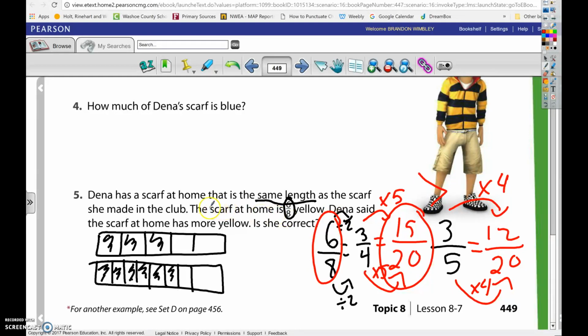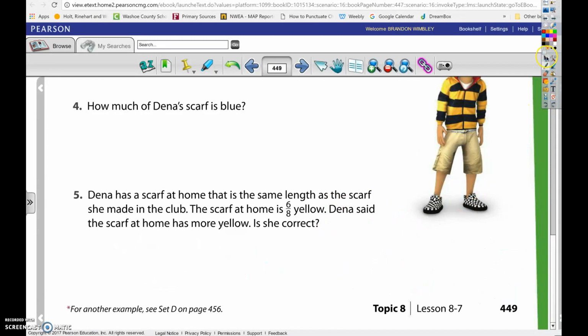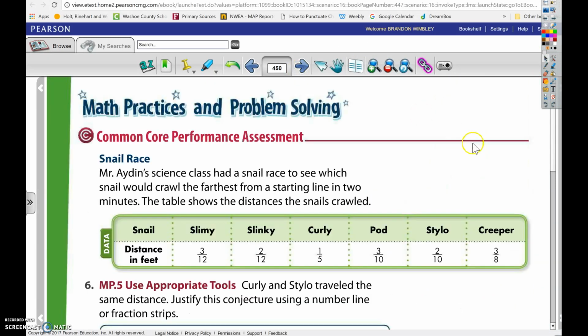So my answer is, was she correct? The scarf at home had more yellow? The answer is yes. Since it doesn't say to explain, I can just leave yes as long as I have my work. So let's look at our next problems on the back, and then we will be finished.